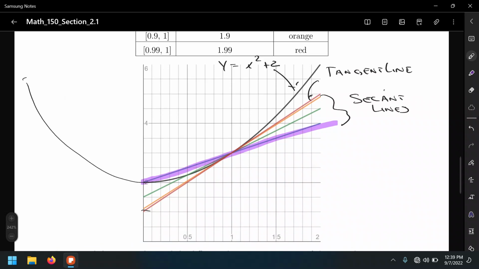All right, or approaching a tangent line. So that's how we go from secant line to tangent line, by observing these intervals and making them smaller and smaller every time. So it's important to see the difference between the two.